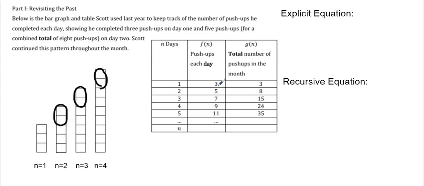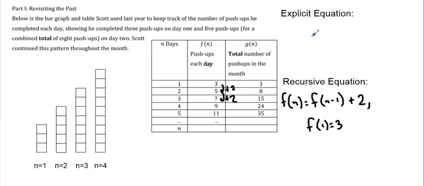We can see it on the table also, where we're just adding 2 to get from one value to the next. So the recursive equation is going to be f of n equals f of n minus 1 plus 2, where f of 1 equals 3.